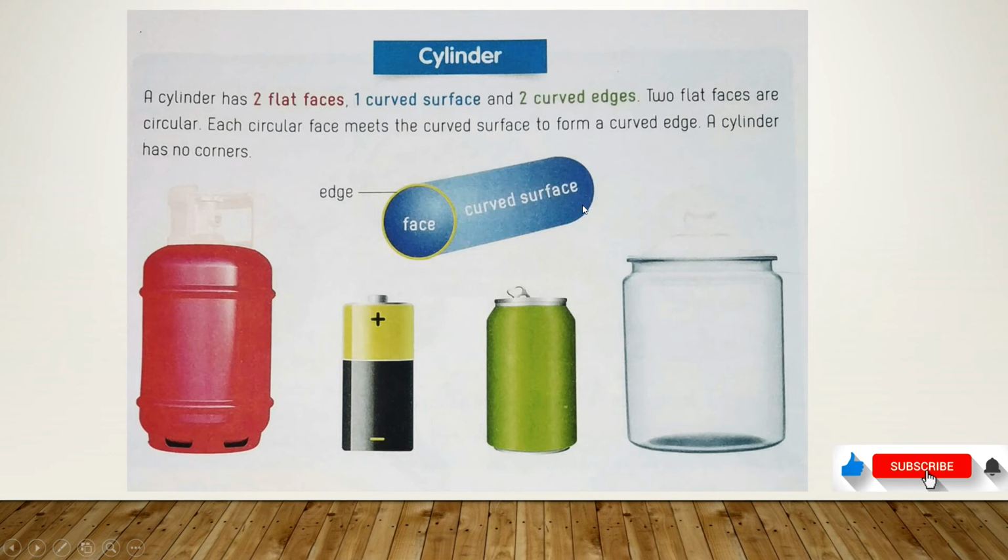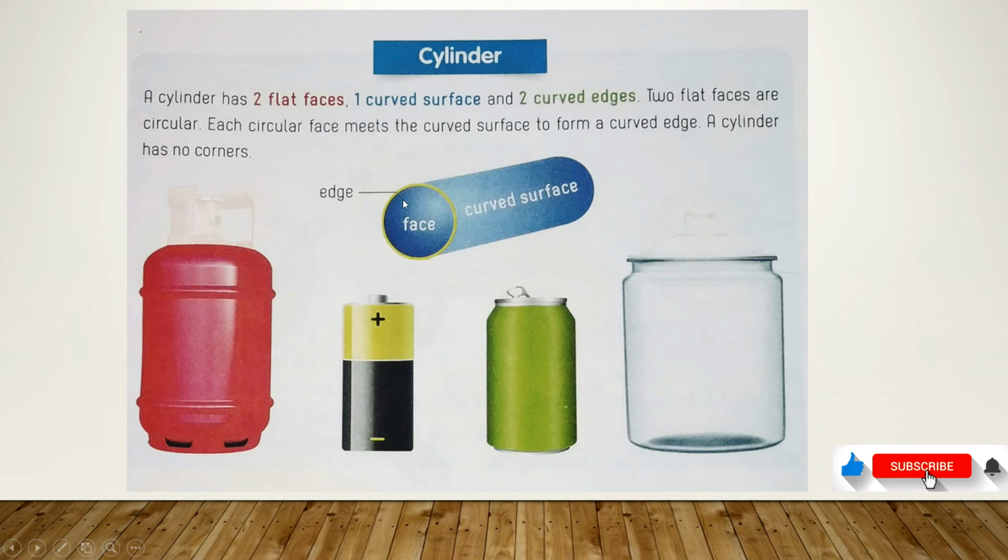So this area is called the curved surface, and there are 2 curved edges. This yellow outline represents an edge. So this is one edge and on the back side there is another edge. If you look at this container, this is one edge at the top and this rounded edge at the bottom. So in total we have 2 curved edges. The 2 flat faces are circular. So these flat faces are circular in nature. This top face is circular, and the top face of this container is also circular. Each circular face meets the curved surface to form a curved edge.